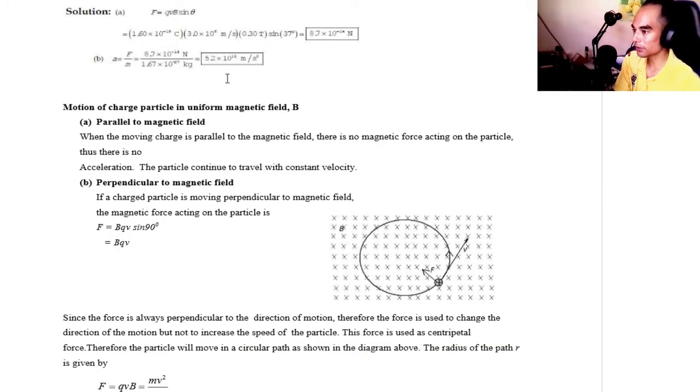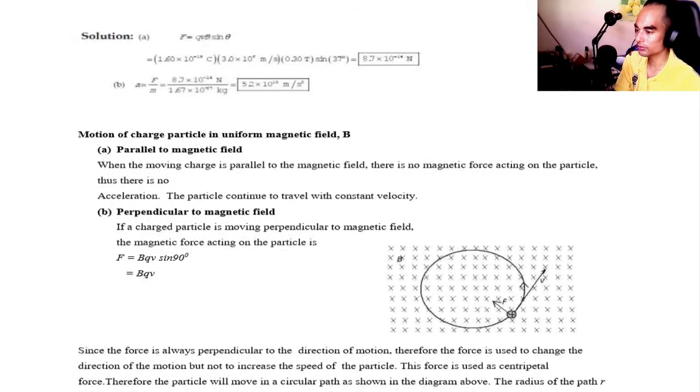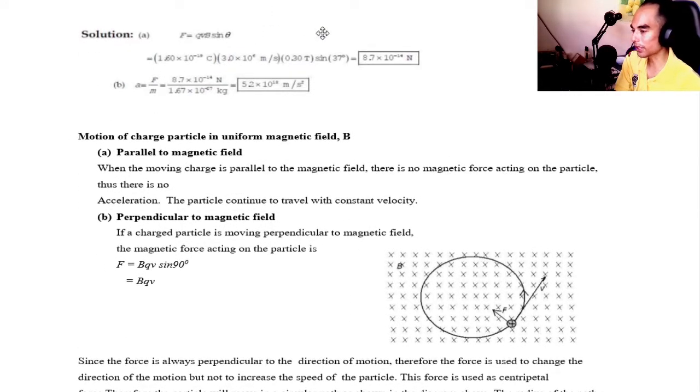So from F equals QVB sin theta, you put in the charge of the proton, and then substitute the velocity of the moving proton, and how strong the magnetic field is, and sin theta, and then you have 8.7 times 10 to the power negative 14 Newton.